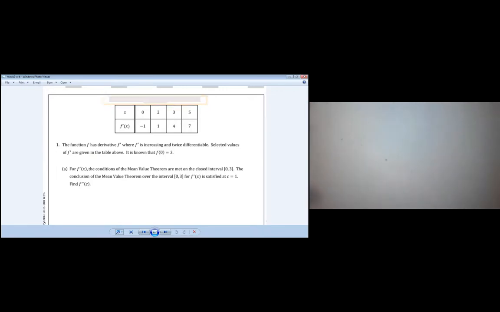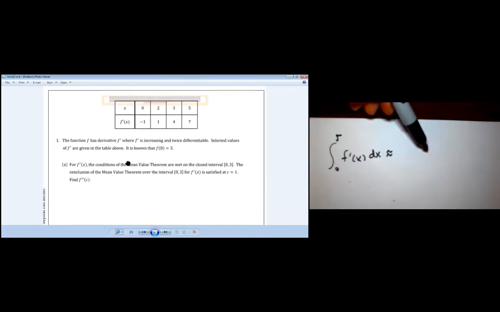All right, let's see what else we got. Next up, we should have no trouble. Everybody in here should 100% have this one. So we're doing a right Riemann sum. First thing you want to do is write the integral: the integral of f prime of x dx from 0 to 5, approximately equal to. We need 3 subintervals, and we're doing a right Riemann sum, so we're starting on the right.